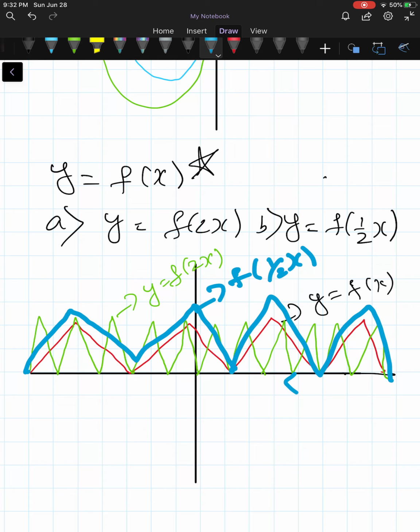So you can try the exercises. This completes part 2 of section 2.6. In the next video, we will learn about even and odd functions.